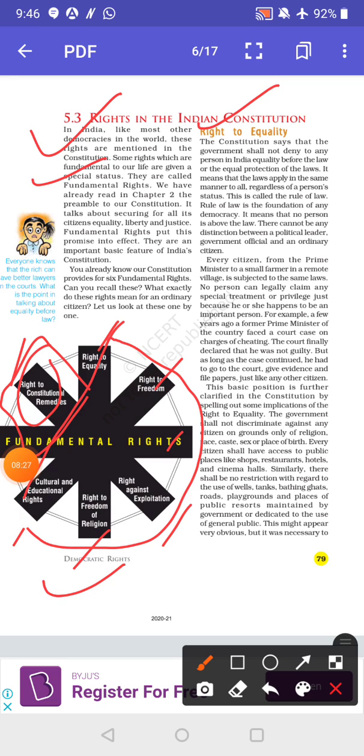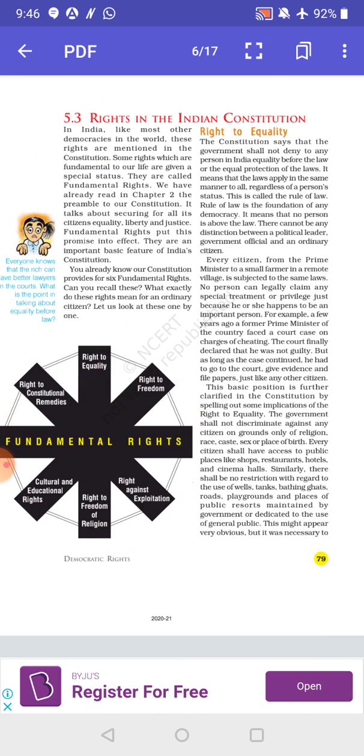So through this right we came to know that every citizen, even if he is the prime minister or a small farmer living in a remote village, will be subjected to the same laws. There will be no discrimination, and no special treatment or privilege would be given just to an important person.